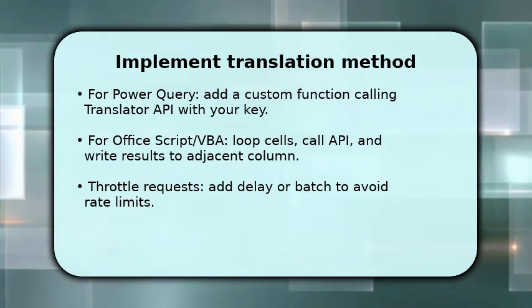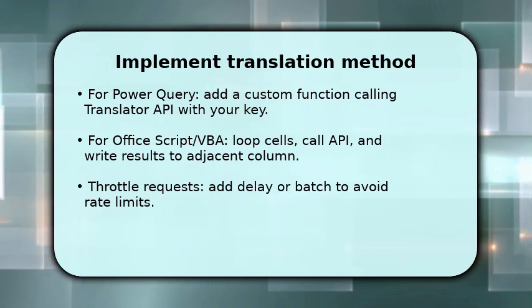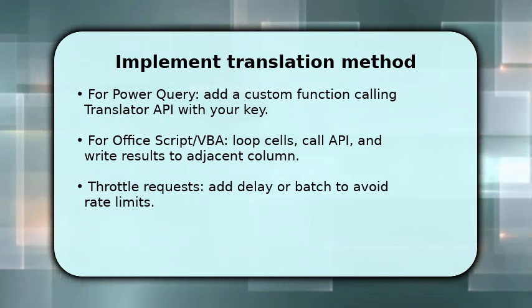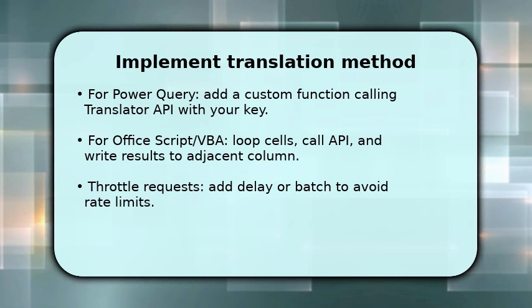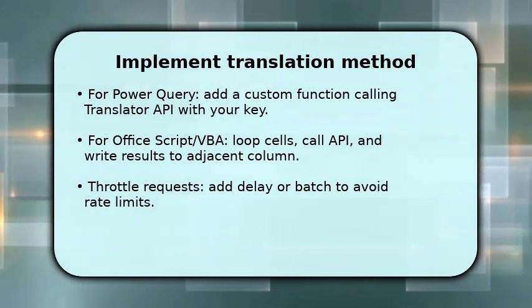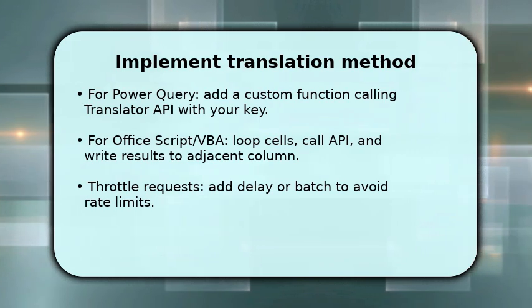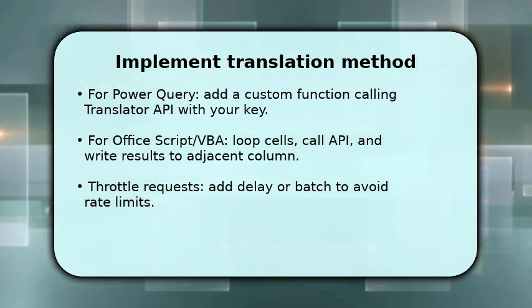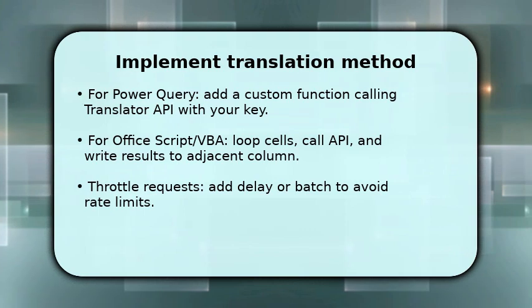If you use Office Script or VBA, write a simple loop that reads each source cell, posts to the translator API, and writes the return text to the target cell, making sure to handle errors. Also implement batching or short delays to respect rate limits and improve reliability.